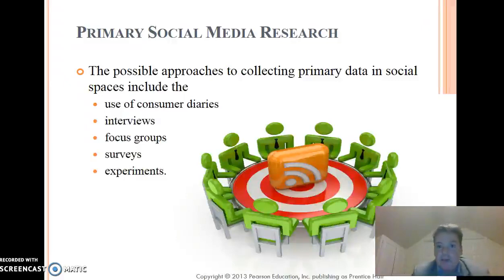So then primary social media research is where we actually collect data ourselves in social spaces. So we could be looking at consumer diaries, so people's posts, the social media posts they make on a daily basis. Could be interviews, focus groups, surveys, and experiments.